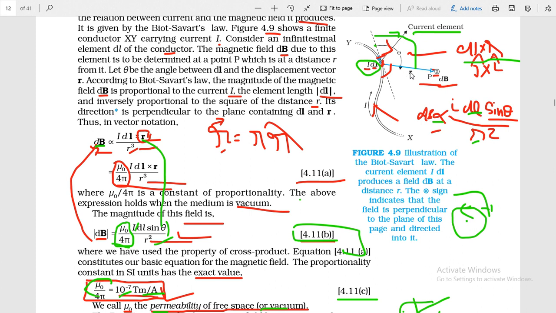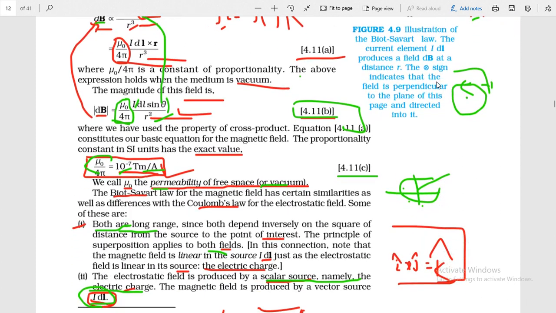So for the anti-clockwise direction you can see here, if dl is along the j axis, meaning j cap, the y axis, and r is along the x axis, meaning i cap, then it will be j cross i, and j cross i is equal to minus k. This gives the direction of the magnetic field dB perpendicular to the plane of paper and inward. Inward means away from your eyes. Similarly you can get the direction in other cases.